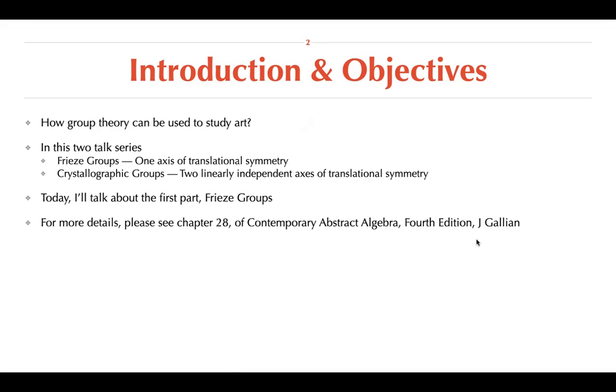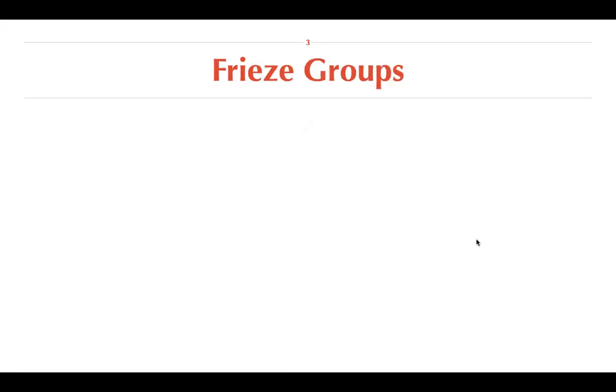If you want to know more about these things, this talk is based on the book Contemporary Abstract Algebra by Joseph Gallian, the fourth edition, chapter number 28. So this talk is going to be about Frieze groups. Let me talk about the Frieze groups.